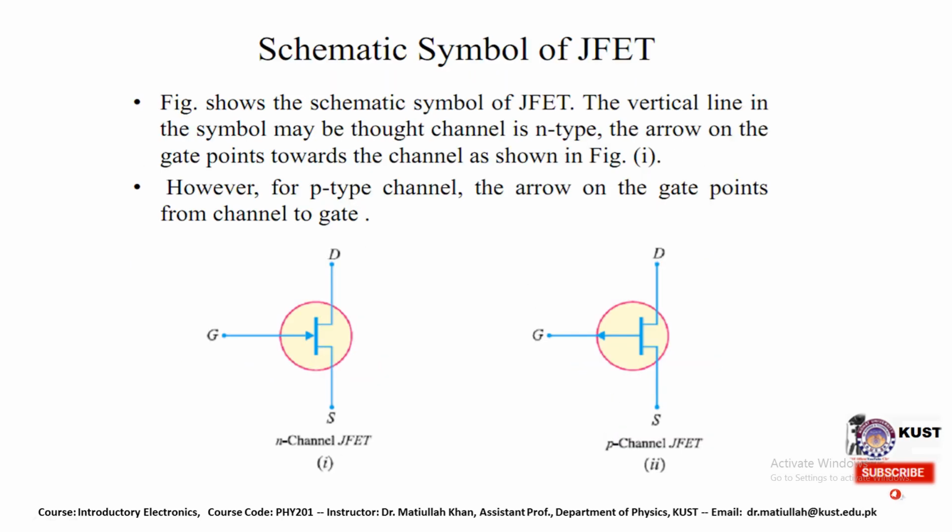Now we are coming towards the schematic symbols of junction field effect transistors. Here the vertical line in the symbol may be thought of as a channel in the N type, and the arrow on the gate points toward the channel as shown here. Similarly, for the P type, called the P channel junction field effect transistor, the arrow on the gate points from channel to gate.